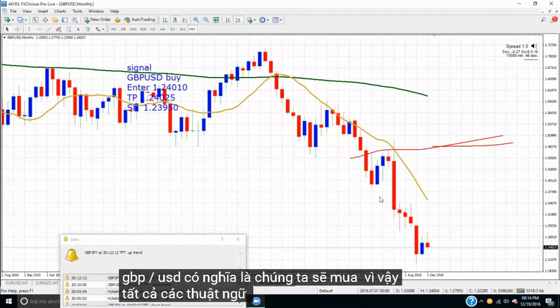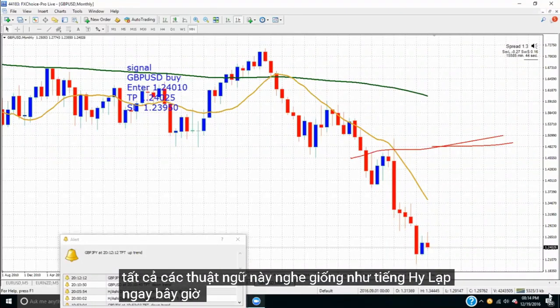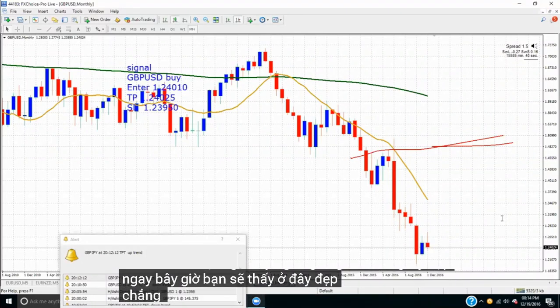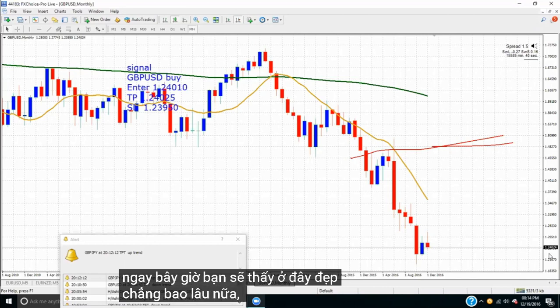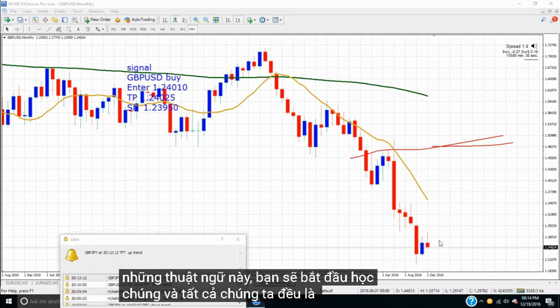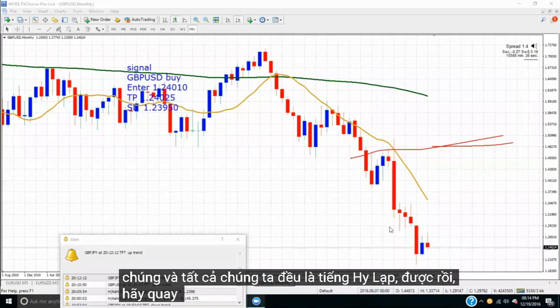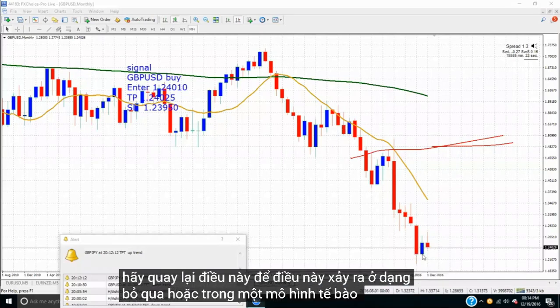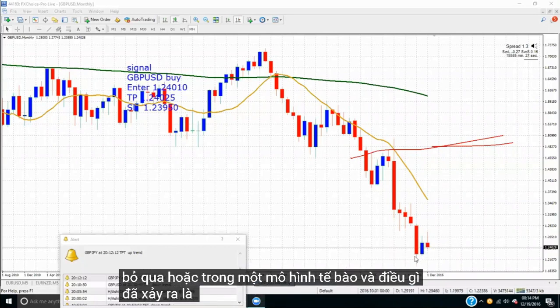So all of these terms that sound like Greek right now, you're going to find pretty soon that anytime you hear these terms, you're going to start learning them. And it was Greek to all of us. Okay, so back to this. So this has been in a sell pattern, and what happened is it tanked out.